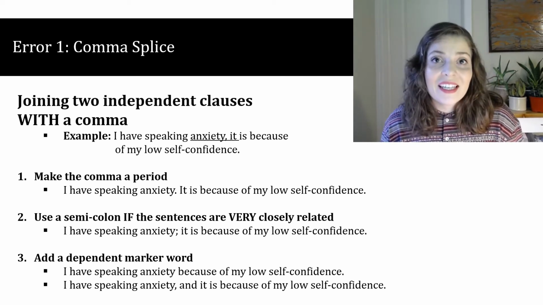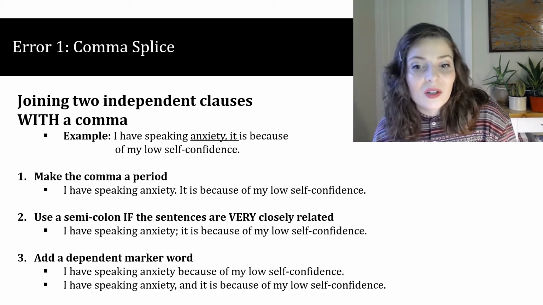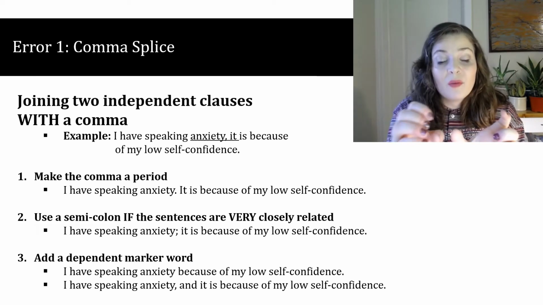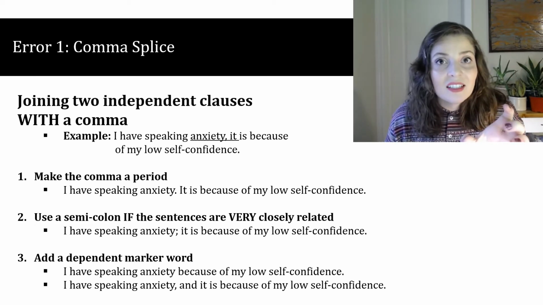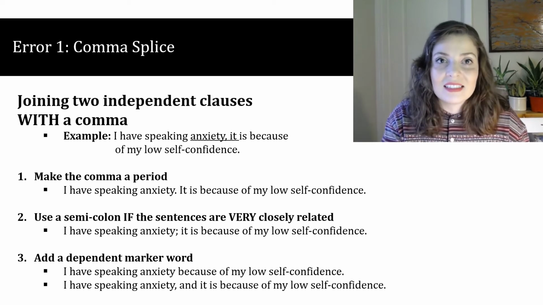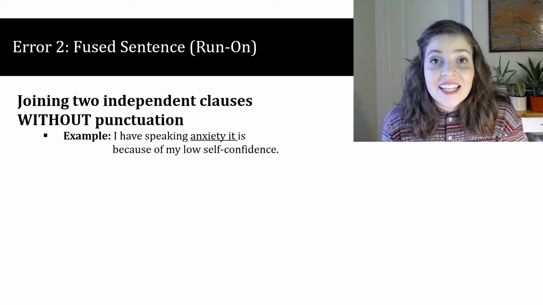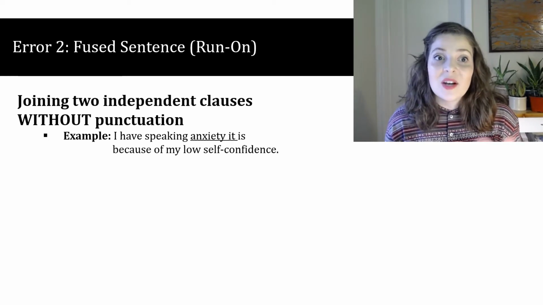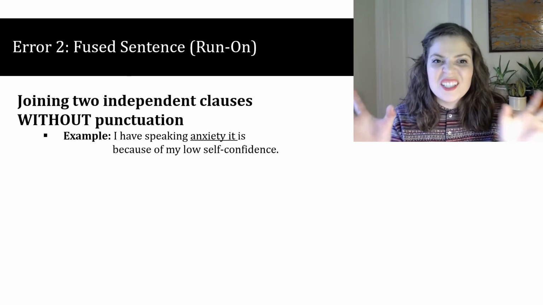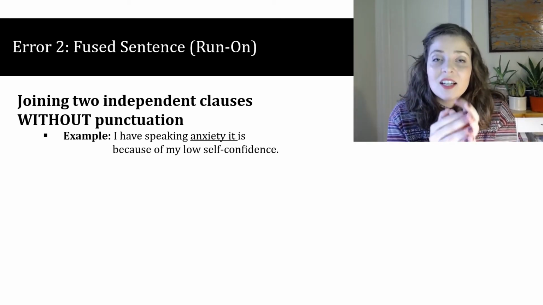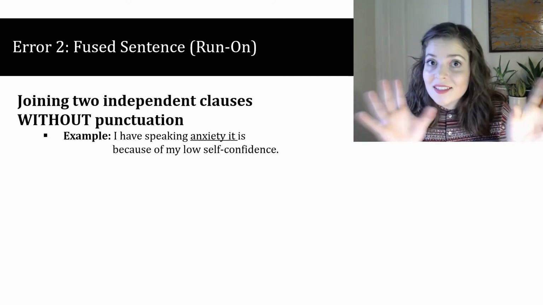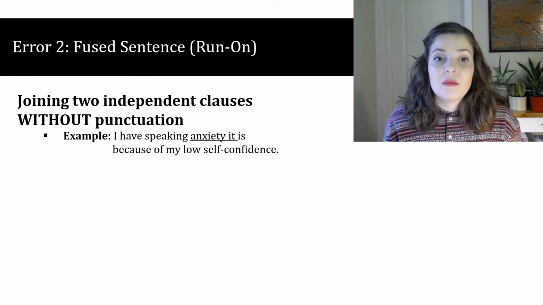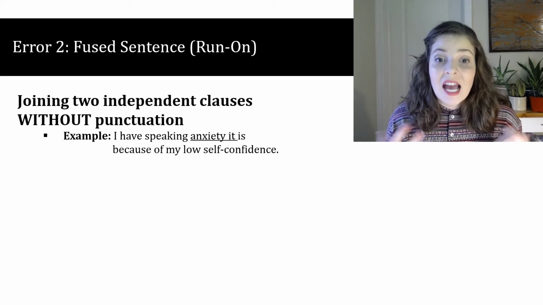So, I have speaking anxiety because of my low self-confidence. We put in a dependent marker word and we removed the "it," the subject, to make it all one complete sentence. The second error that we can make is a fused sentence, often known as a run-on. That is when we smush together two independent clauses, two sentences that could stand on their own, but we smush them together without even bothering to use punctuation. For example, I have speaking anxiety.